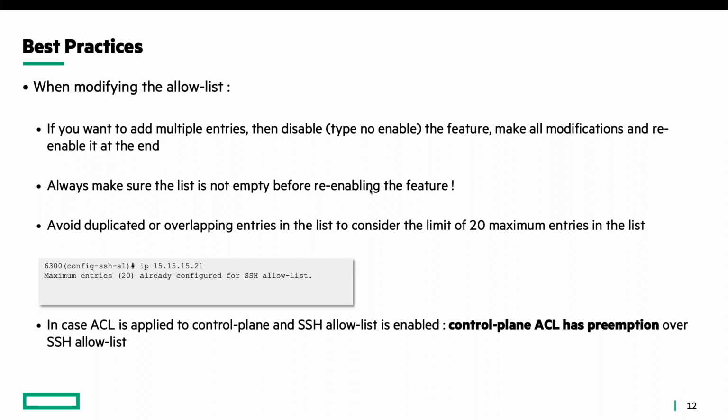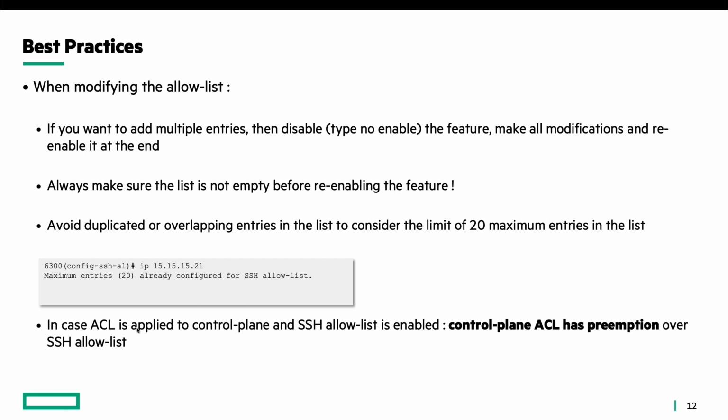Also make sure the list is not empty. So now we have this new warning message in 10.12.1000, which should keep you really aware that the SSH server list is empty before enabling the feature. Avoid duplicating or overlapping entries if you want to optimize and avoid this limit of 20 entries. If this maximum is ever reached, there is a message displayed saying the maximum entries is already configured. But to be honest, 20 entries for this kind of access control list should be more than enough.